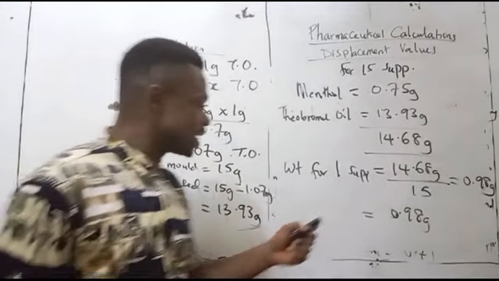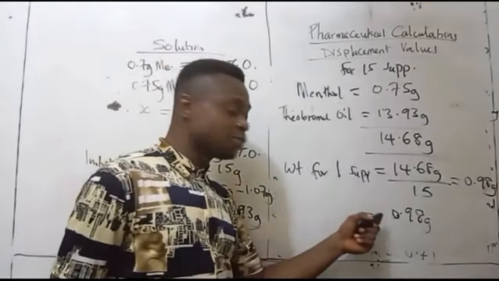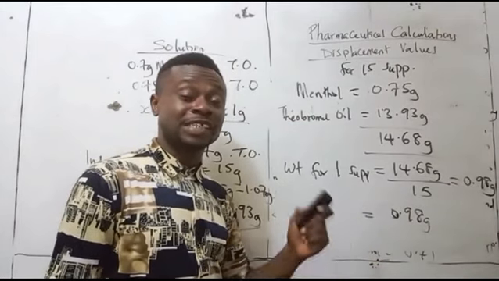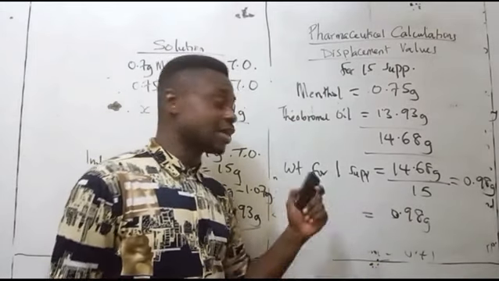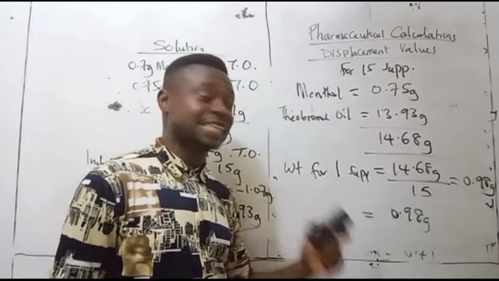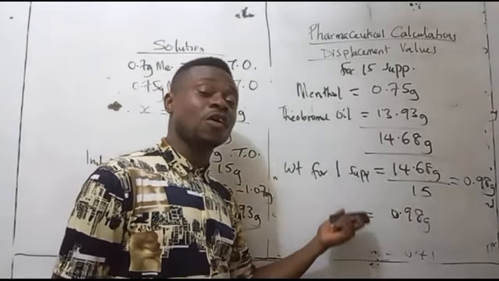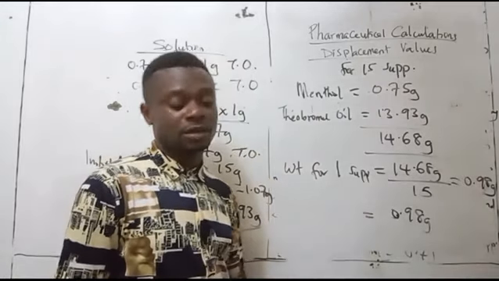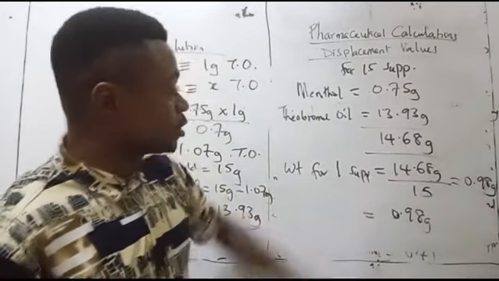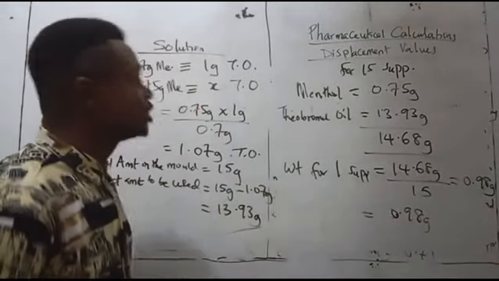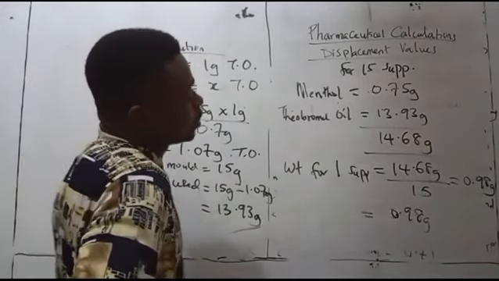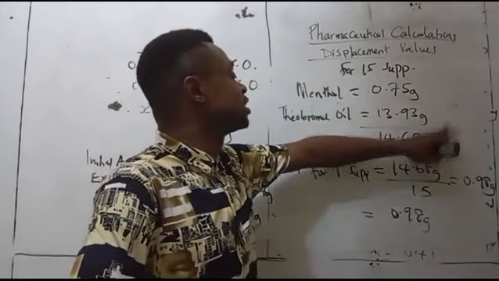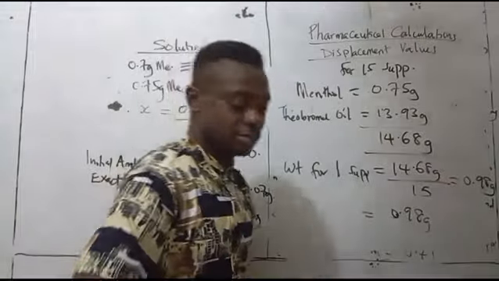Have you now seen that this confirms what I said before, that if the displacement value is less than 1, the weight of the suppository that will be produced will be less than the nominal weight? So the answer is what? 0.98 gram. That's the weight of the suppository produced. These are the weights, the amount of each ingredient we need for this preparation. So that's the answer.